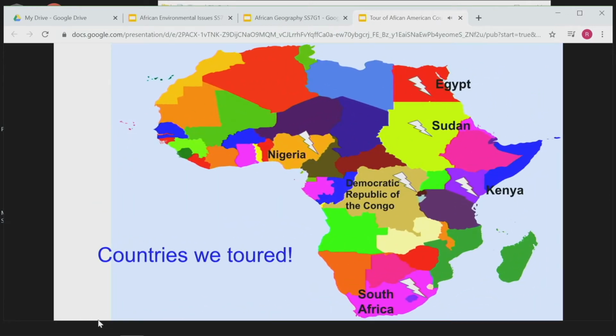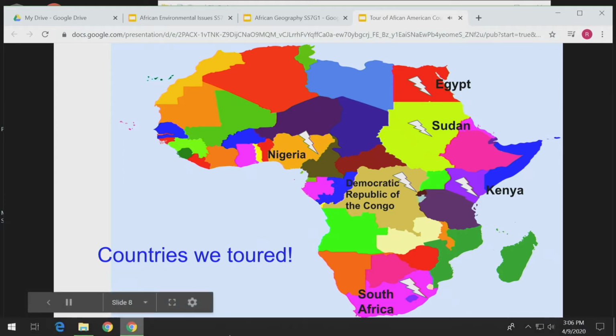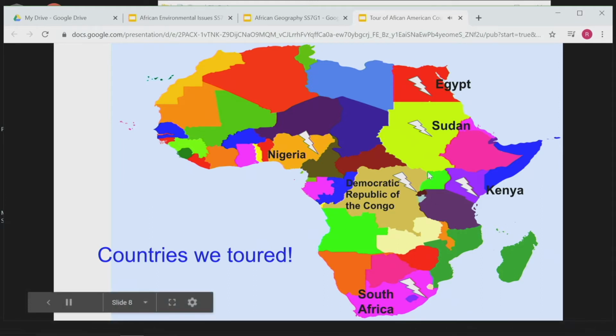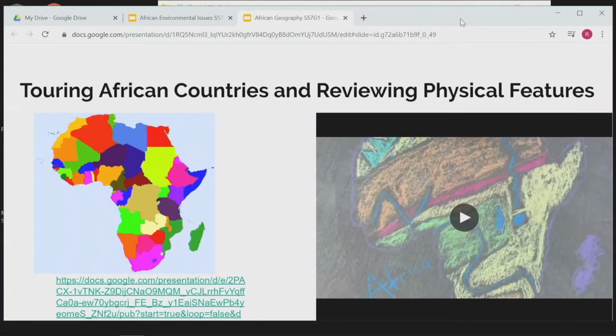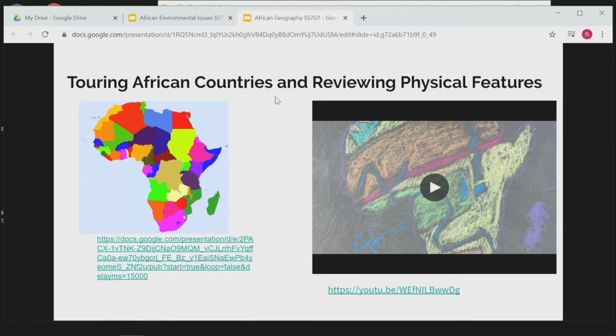Here are the countries that we have visited on our tour today. Starting at the top of the map, we visited Egypt, Sudan, the Democratic Republic of the Congo, Kenya. I hope you enjoyed that virtual tour of the countries of Africa. While you were taking it, I hope you learned about where the countries are located. I hope you learned at least one interesting fact about all of those countries.